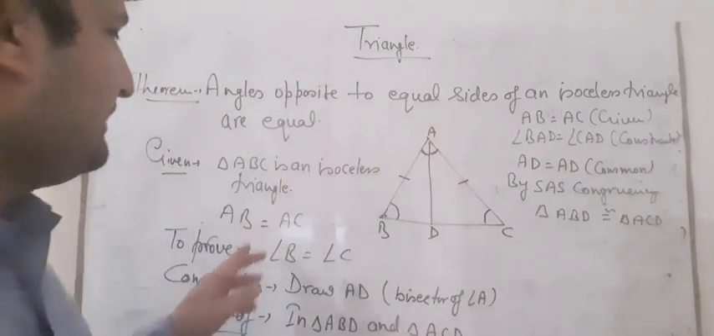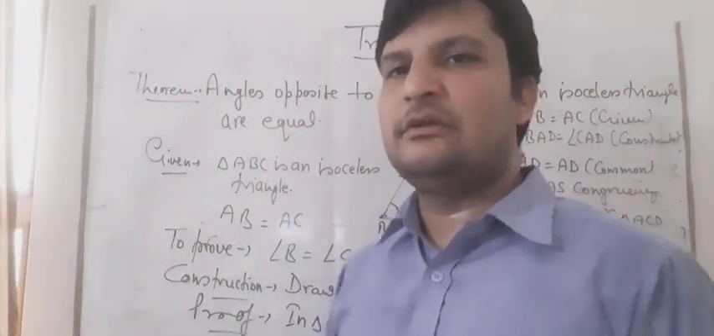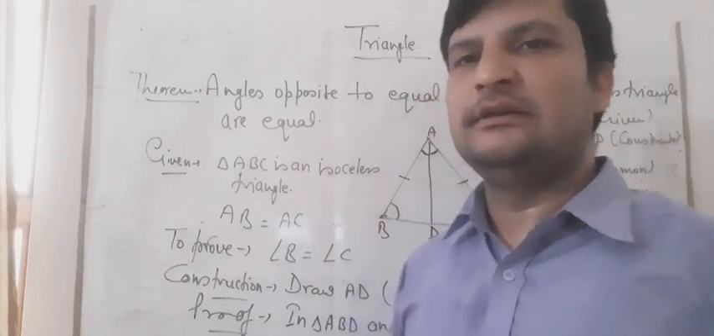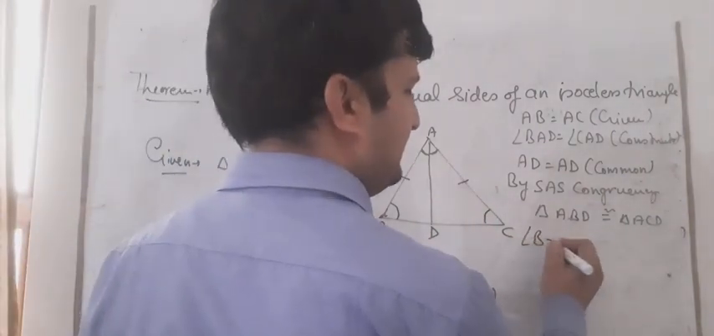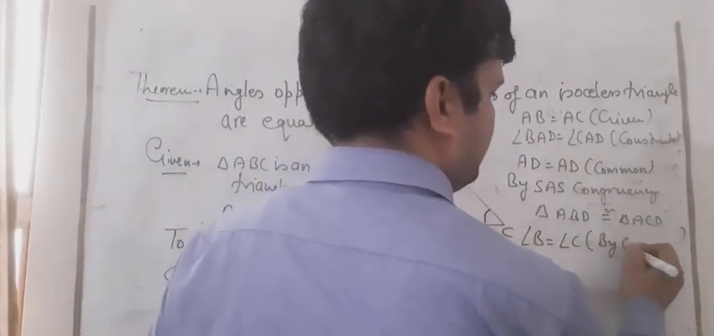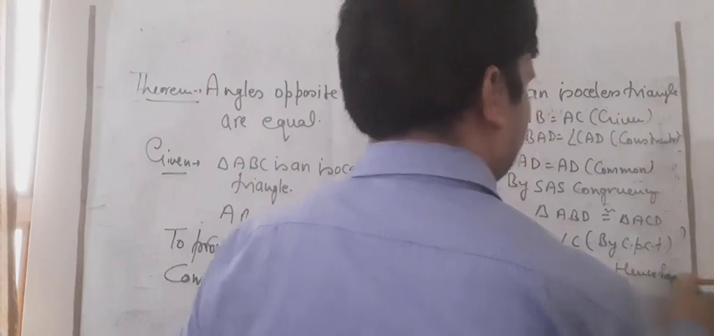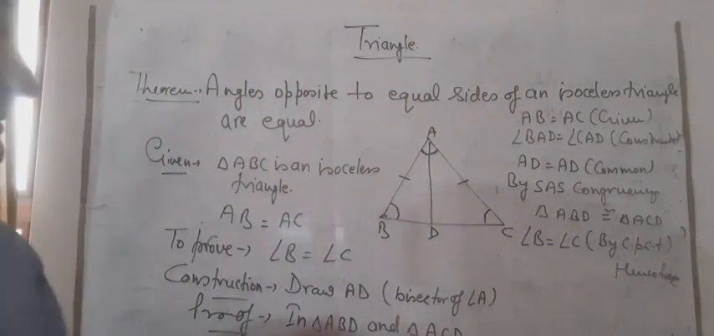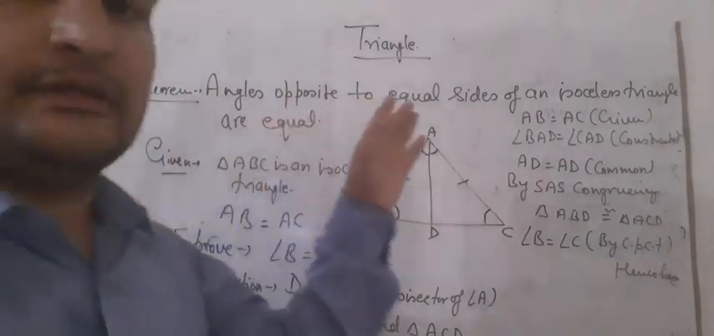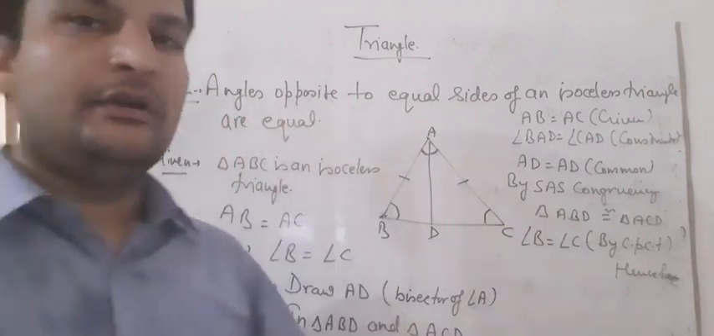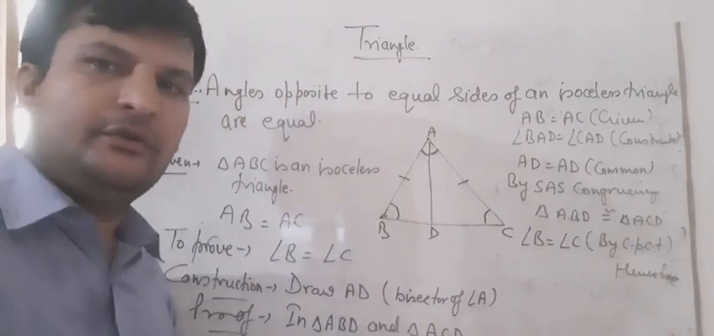So students, we have to prove that angle B is equal to angle C. I have told you earlier that when two triangles are congruent to each other, all the sides and all the angles are equal to each other. It means we can say that angle B is equal to angle C by CPCT. Hence proved. So students, this is the main property of this triangle chapter, exercise 7.2. You have to note it down in your fair notebook, and after this we will start exercise 7.2.